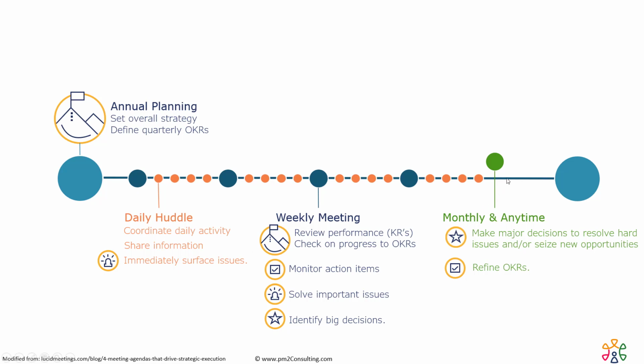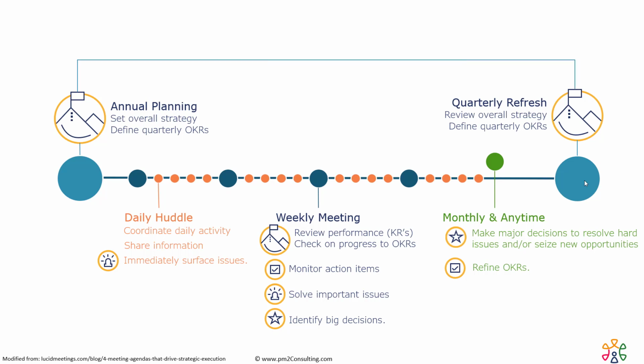Now, this is at least monthly, but it can actually occur at any point in time. So if a major event occurs, a competitor drops out of the market or your product gets a great review, whatever it might be, you can meet and make those decisions. At the end of the quarter, we now have kind of a wrap up. So what we do is take a look at how we're doing against the overall strategy and close the score in the previous quarter and get set for the next quarterly set of OKRs. And of course, that feeds back into the annual planning cycle.